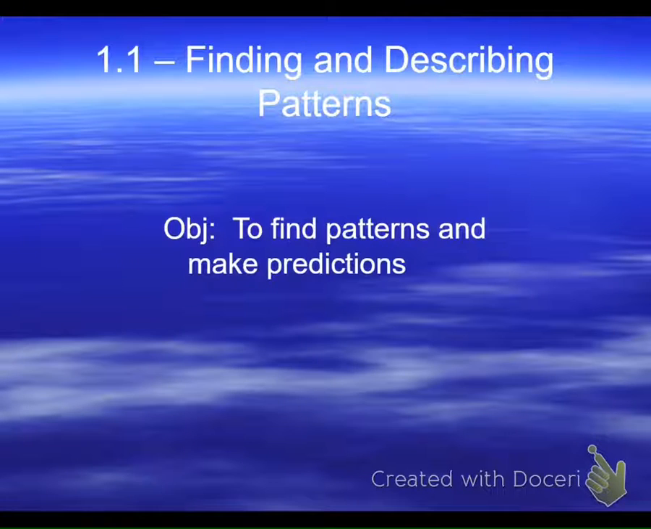Okay, so at the top of your page, it already tells you the section 1.1, finding and describing patterns. But we have a little box that says OBJ, your objective. Your objective today is to be able to find patterns and make predictions. So next to that OBJ, you're writing to find patterns and make predictions.